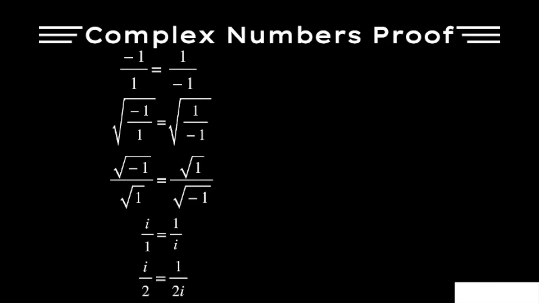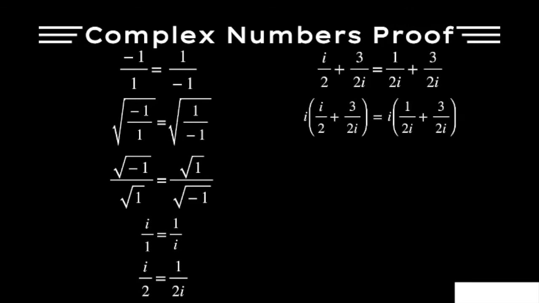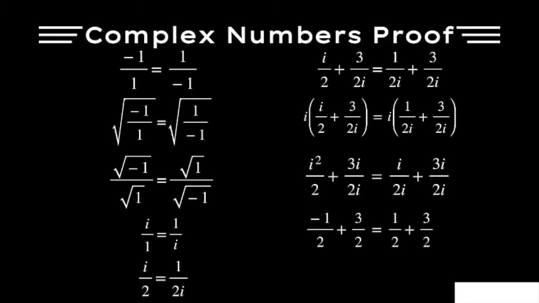Next, we multiply 1/2 to both sides and add 3 over 2i. Then we multiply i to both sides, resulting in i squared divided by 2 plus 3i divided by 2i is equal to i divided by 2i plus 3i divided by 2i. Since i squared is equal to negative 1, we can simplify this back and get negative 1/2 plus 3/2 is equal to 1/2 plus 3/2. If we multiply 2 to both sides of the equations, we get 1 is equal to 2.